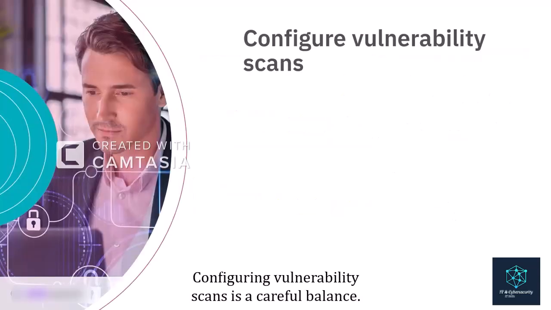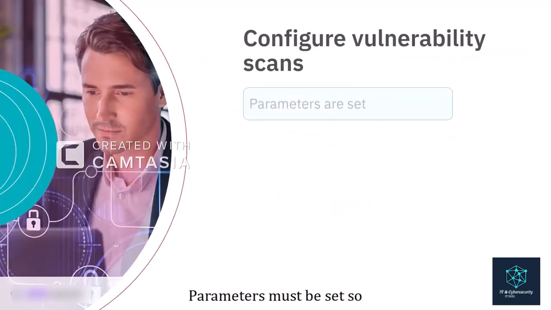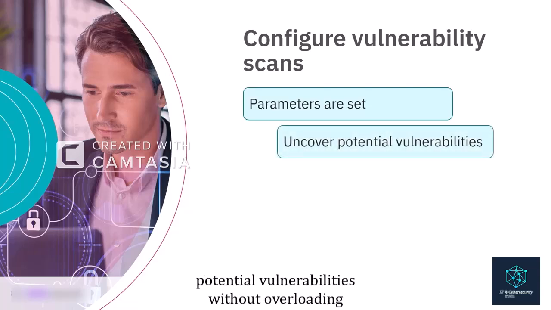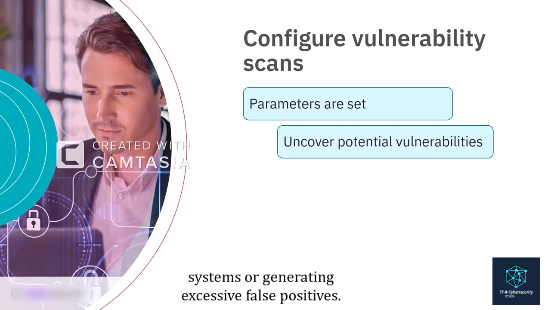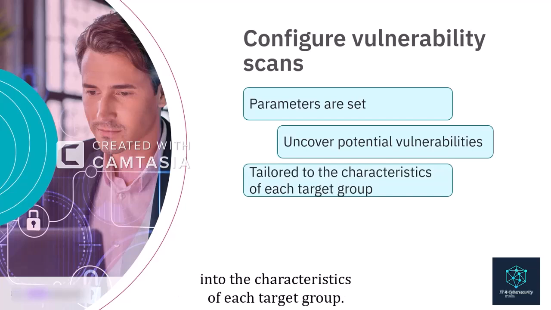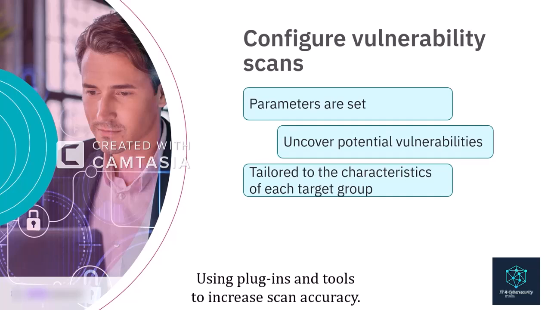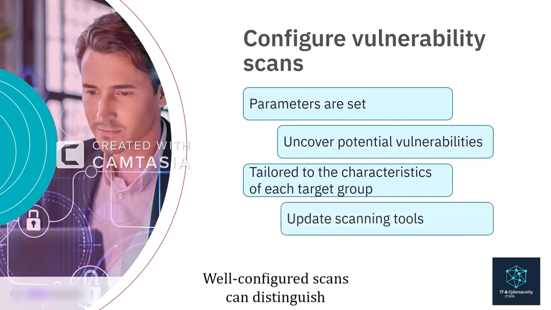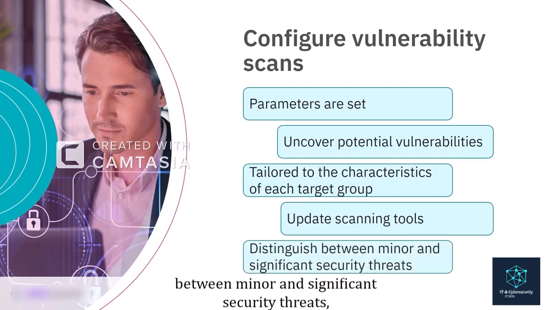Configuring vulnerability scans is a careful balance. Parameters must be set so that scans probe deep enough to uncover potential vulnerabilities without overloading systems or generating excessive false positives. Ideally, scans should be tailored to the characteristics of each target group, using plugins and tools to increase scan accuracy. It's also critical to update the scanning tools. Well-configured scans can distinguish between minor and significant security threats, allowing teams to prioritize remediation efforts effectively.